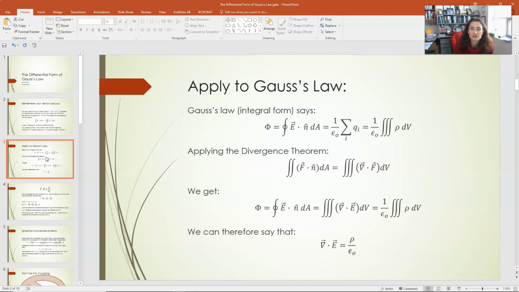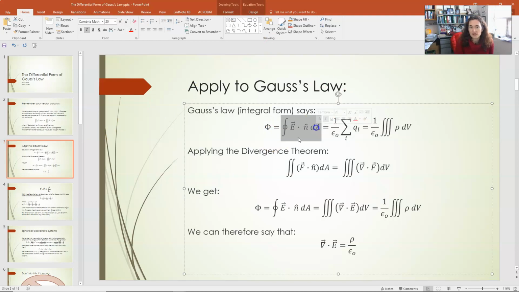Okay? Remember, our divergence theorem said that the integral over the surface of F dot n hat dA is equal to the triple integral of del dot F over the volume. So looking here, we can see that we have this E dot n hat dA, right? And that we can make an analogy to the F dot n hat dA. So that means that we could write the electric flux, the integral of E dot n hat dA, as equal to the triple integral over the volume of del dot E dV. And then that would equal 1 over epsilon naught times the triple integral over the volume of rho dV.